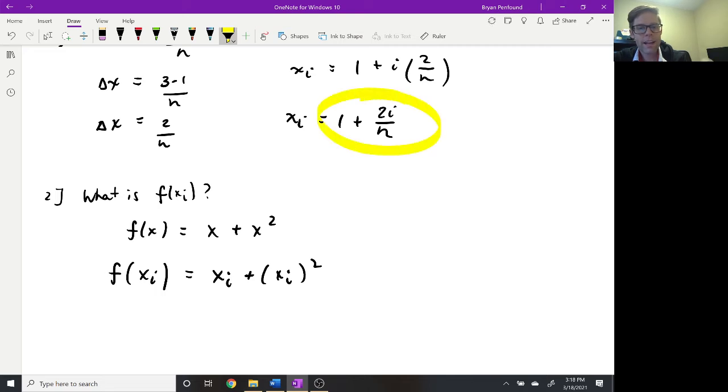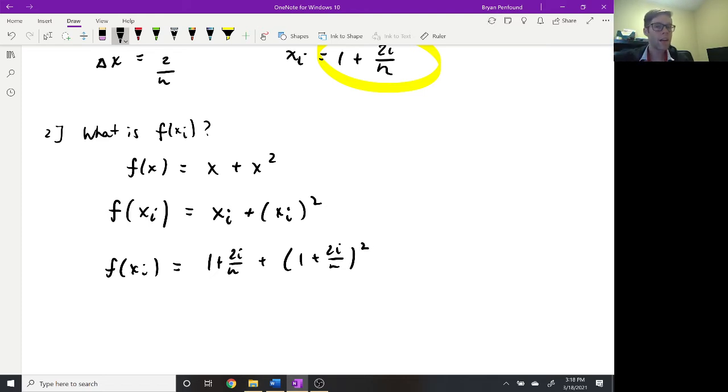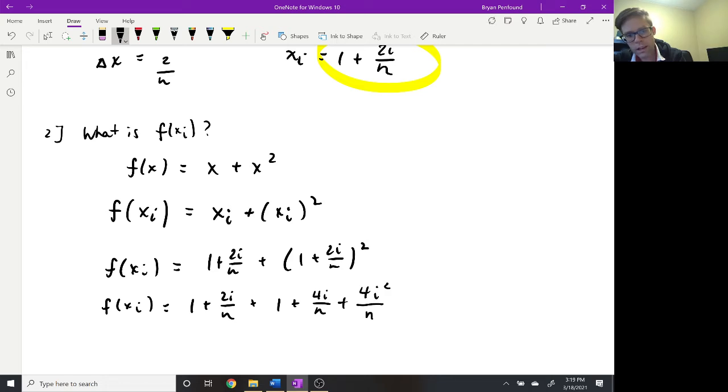And I know what xi looks like. xi is 1 plus 2i over n. So let's go ahead and input that down here. This becomes 1 plus 2i over n plus (1 plus 2i over n) squared. So xi plus xi squared. This is kind of annoying. They don't always come out to be this annoying, but my suggestion is to expand this squared business out just to make it look a little bit nicer. And potentially we can simplify some stuff as well. So I'm going to expand this perfect square out. We're going to get 1 plus 4i over n plus 4i squared over n squared. If you need to, take a moment to expand that, write it out, and show that you get exactly these three terms.